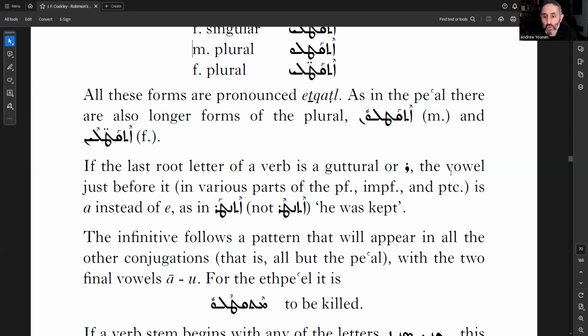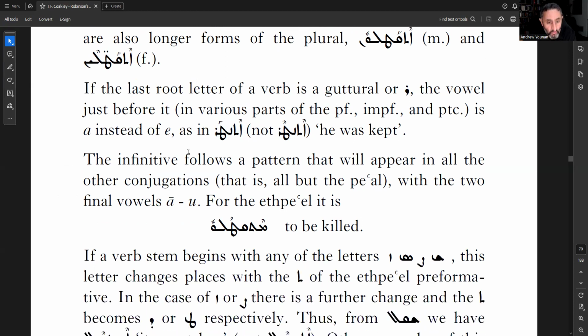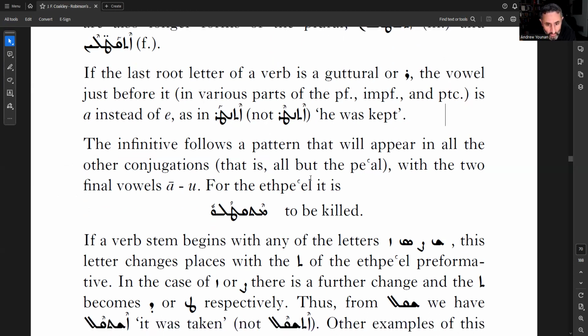If the last root letter of a verb is a guttural or resh, the vowel just before it is a instead of e, as in ithantar, not ithenter. Who cares? Okay, whatever. So it's a if there's a resh at the end, or a guttural. The infinitive follows a pattern that will appear in all the other conjugations, that is all but the pa'al, with the two final vowels a and u. This is neat. For the ithpa'al, it is mithqtalu, to be killed. It's the infinitive, mithqtalu.